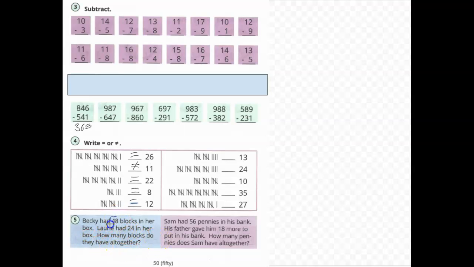So we know we're going to use the number 48. We're going to use the number 24. And the words all together mean addition. All right? So you're going to add these two numbers together right here and see what you come up with. Go ahead and do it. I'm not doing it for you. You got this.